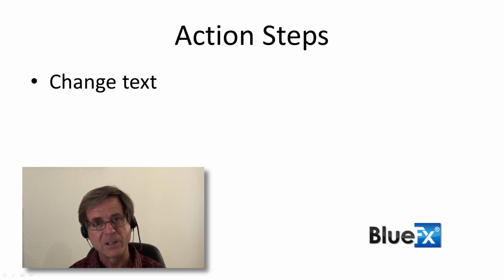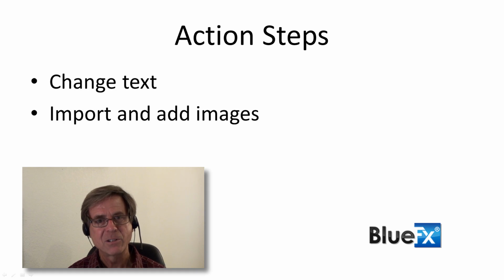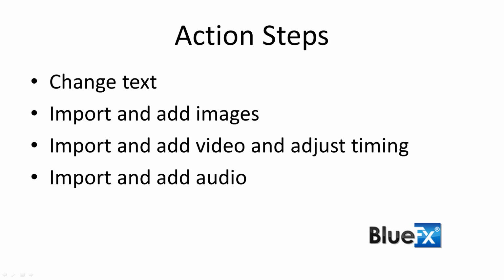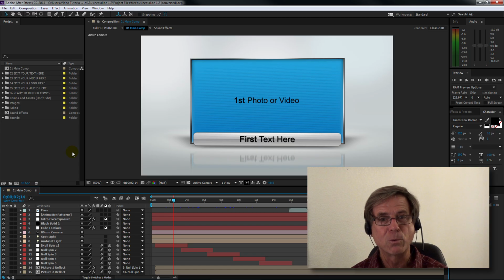We're going to do 5 things. We're going to change some of the text. We're going to import and add images. We're going to import and add video and adjust the timing of that video. We're going to import and add audio. And we're going to import and add a logo. So let's get started. I'm going to work in the original template that we provided for you, the one that has now been converted because I opened it up in a newer version of After Effects.